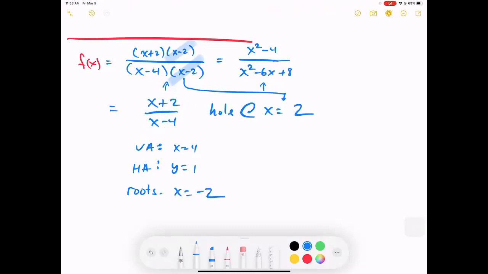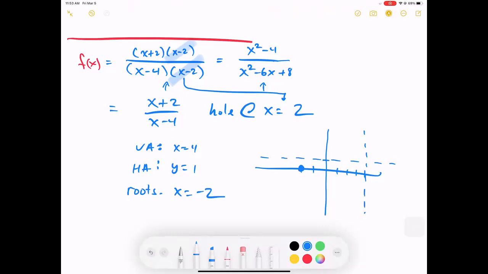So we have a lot of things we can draw already. Let's go start drawing this. Our vertical asymptote is at 4: 1, 2, 3, 4, dotted line at 4. Our horizontal asymptote is at 1. Y is 1. We know we have for sure a root at -2.